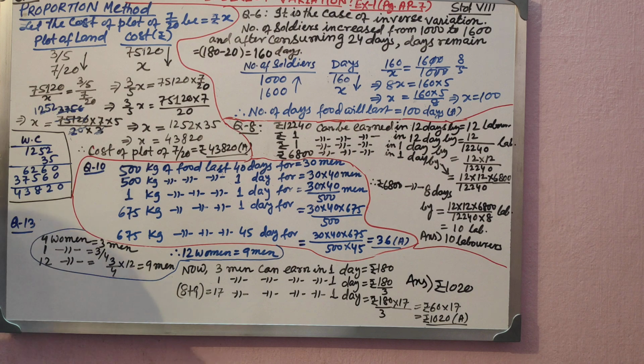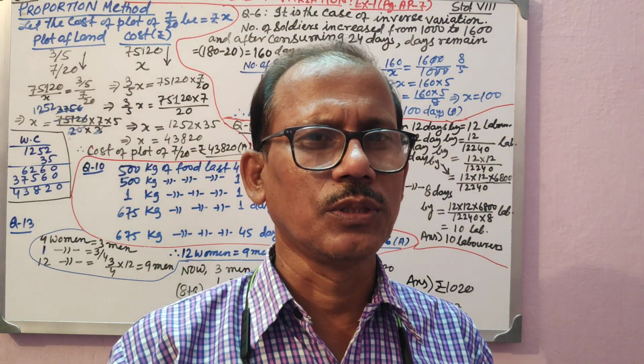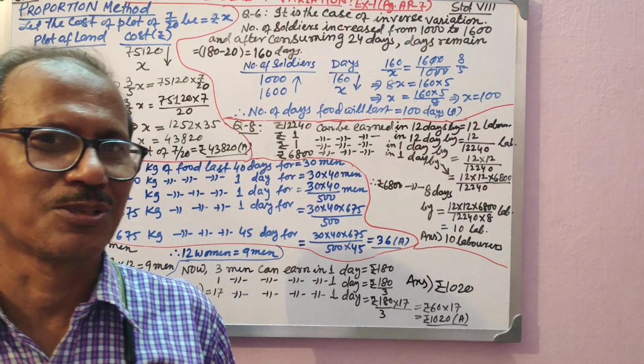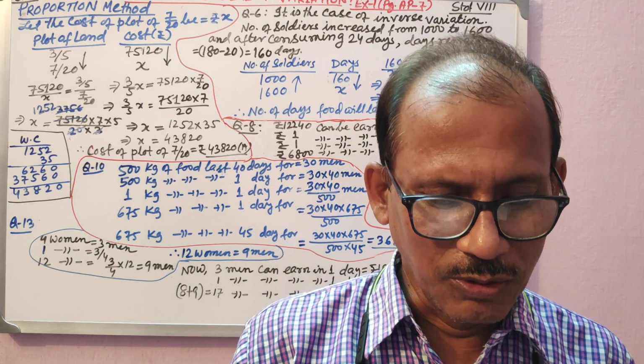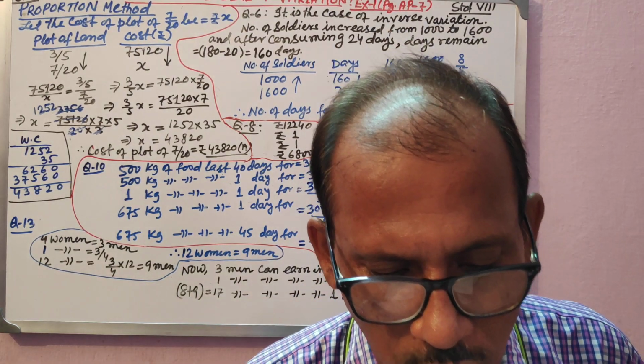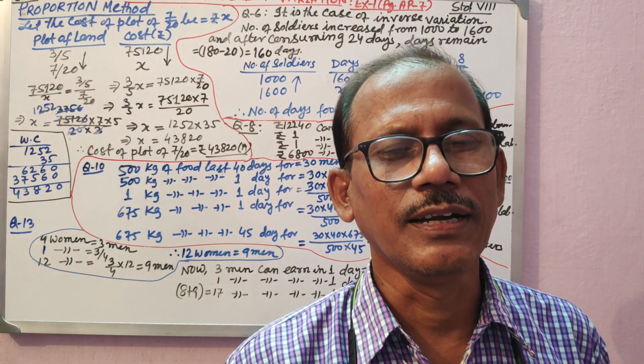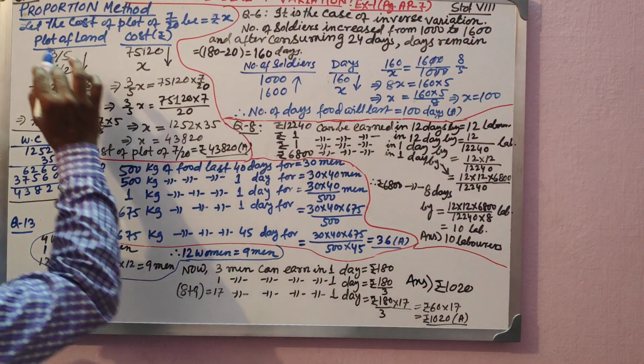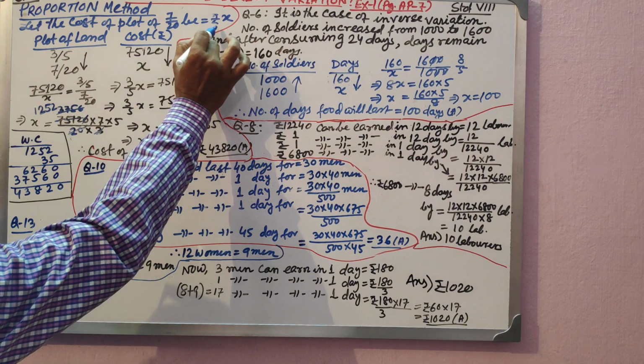So what you need to do is, through the proportion method, the unknown quantity or unknown thing we are very accustomed to taking as the x variable. That will be easier also to solve. That is why I will tell you, let the cost of the plot of 7 by 20 be rupees x. That is what you have done. Let the cost of the plot of 7 by 20 be rupees x.